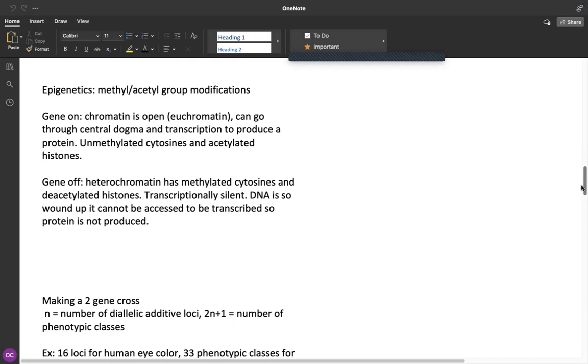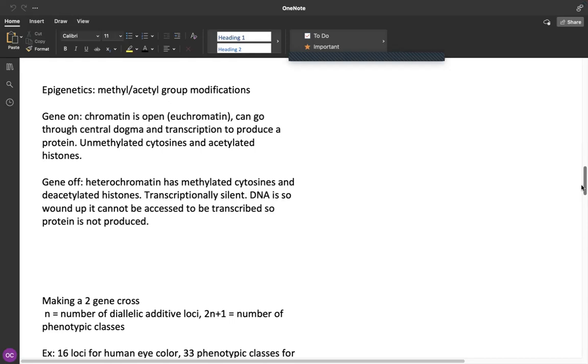A gene being on means that the chromatin, called euchromatin, is open. You have unmethylated cytosines and acetylated histones. So this can go through the central dogma and transcription to produce a protein.